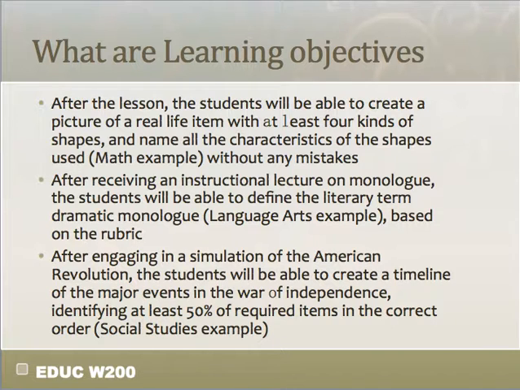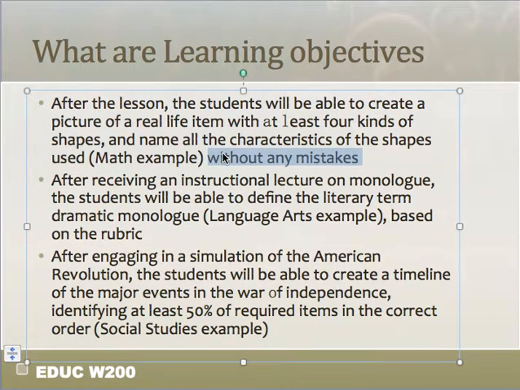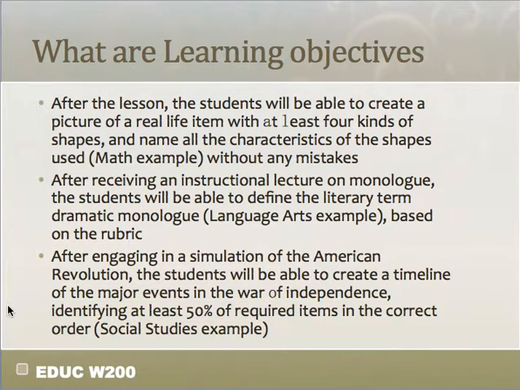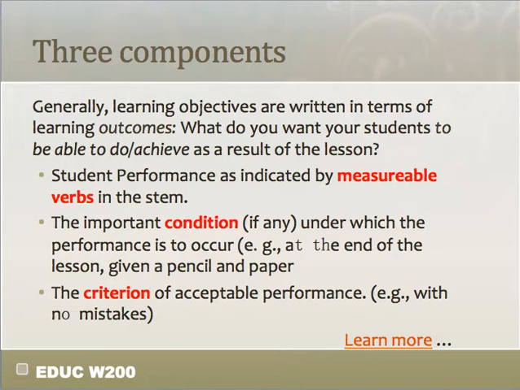Now, the last part of any kind of learning objective is always the criteria. So an example here would be without any mistakes. So they're able to do this without any mistakes. The next example is based on the rubric. So there would actually be a rubric there talking about what the definition should look like. And in the last example, identifying at least 50% of the required items in correct order. Those are called the criteria, or the criterion.